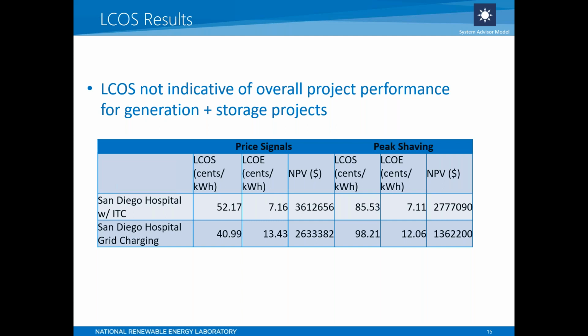And you can see comparing these 4 cases that for price signals, we have a lower LCOS when you allow for grid charging because there's more battery cycling, but this does not reflect the improved performance of the whole PV plus battery system, with the LCOE getting higher and the net present value getting lower. And you can see that the grid charging for price signals has the lowest LCOS of all these systems, which just shows the impact of increased battery cycling on the result of the LCOS.